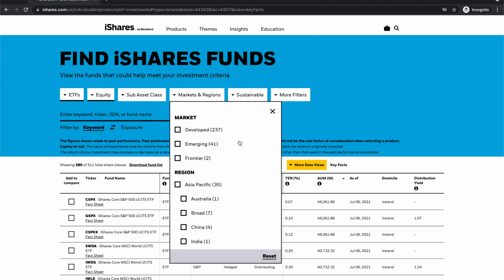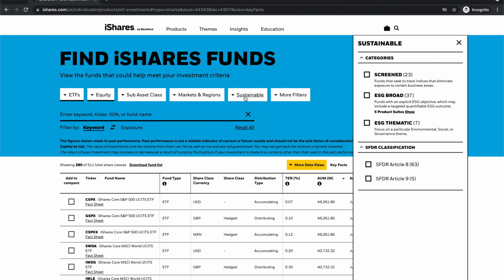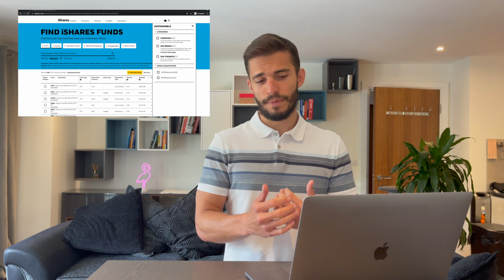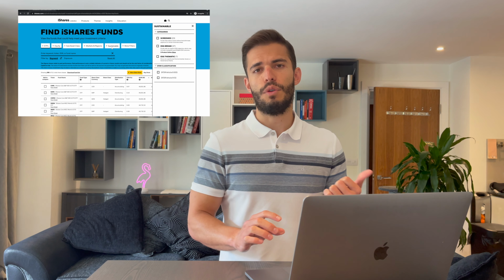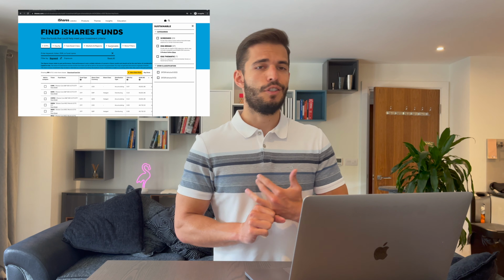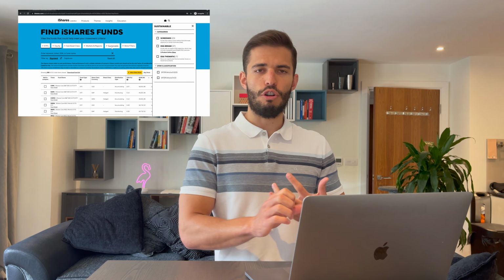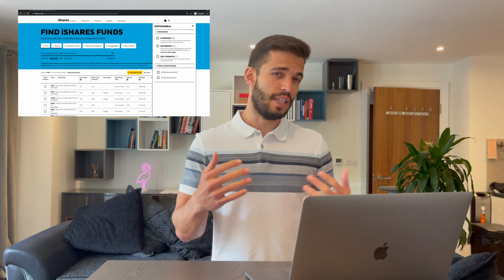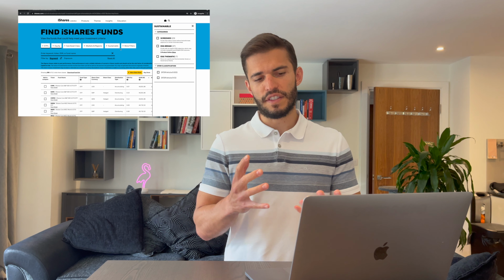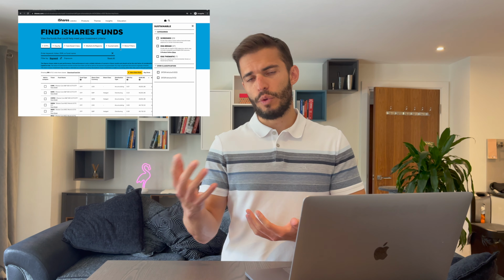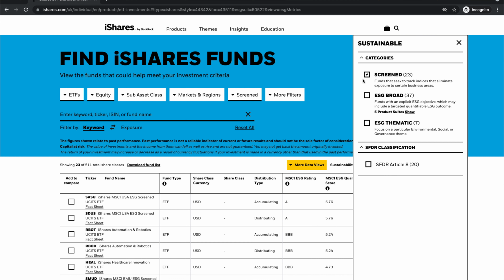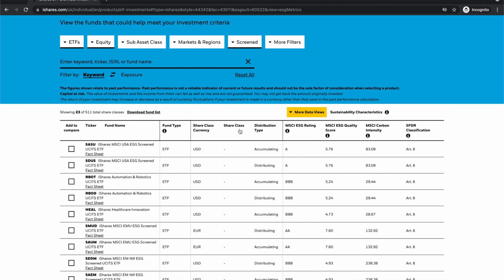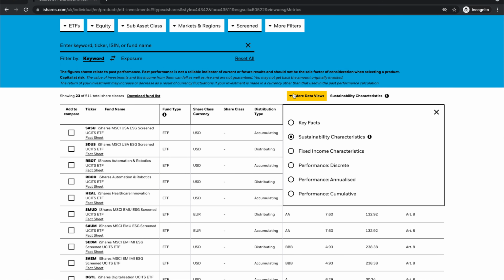Sustainability, this is another option that I'm gonna select. If you're looking to invest in companies that are sustainable and that are not involved in certain industries, for example, if you don't want companies that deal with tobacco, alcohol, adult industry, weapons, and some other controversial industries, you can select sustainable funds or sustainable ETFs, and those will be screened for you. So let's select that. Okay, and now we have here a list of ETFs that match our criteria. I will select here the key facts view.